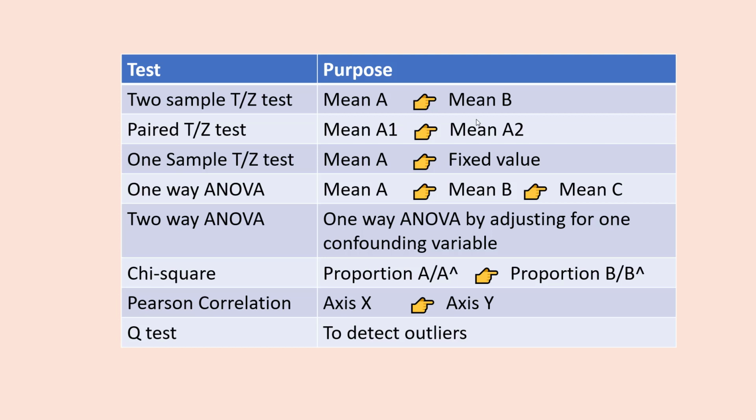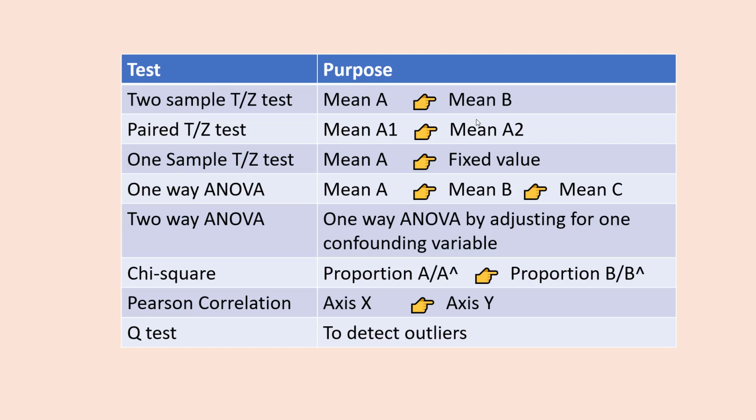For example, among 100 pregnant mothers, we can take the hemoglobin level of the first trimester and compare it with the mean hemoglobin level in the same 100 mothers in the second trimester. One sample T or Z test, if I refresh your knowledge, we compare a group mean against a fixed value. Generally, it is a population value, but practically, we compare our sample mean against a fixed value.